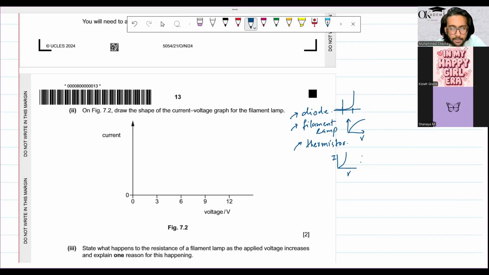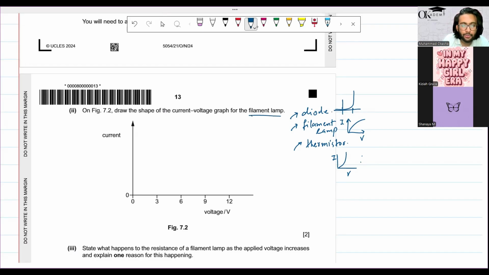So the diode is not our concern right now. I want you to be able to differentiate between the filament lamp and the thermistor. The basic difference is, as you increase the temperature, the thermistor gets happy, and as you increase the temperature, the filament lamp gets angry, so it becomes difficult for the current to flow. In the thermistor, if you increase the temperature, it's easier for the current to flow.